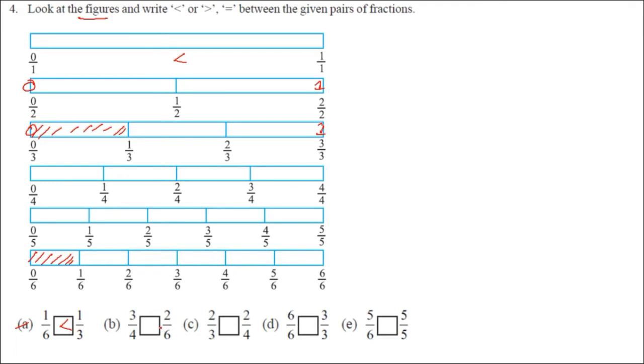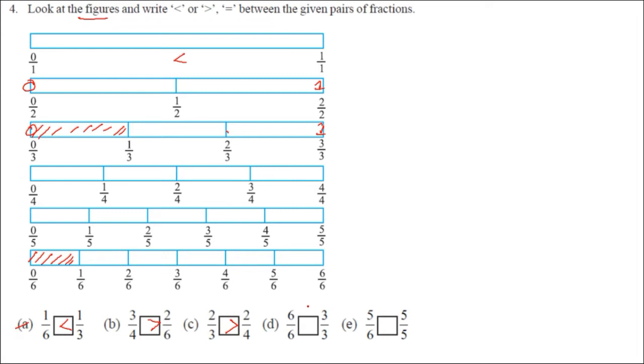Look at 2 by 6, from here to here is 2 by 6. 3 by 4 is here, so the 3 by 4 length is greater compared to 2 by 6. When we have 2 by 3 and 2 by 4, 2 by 3 is larger.